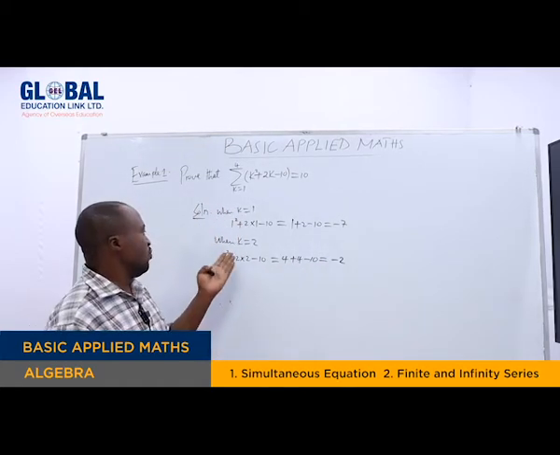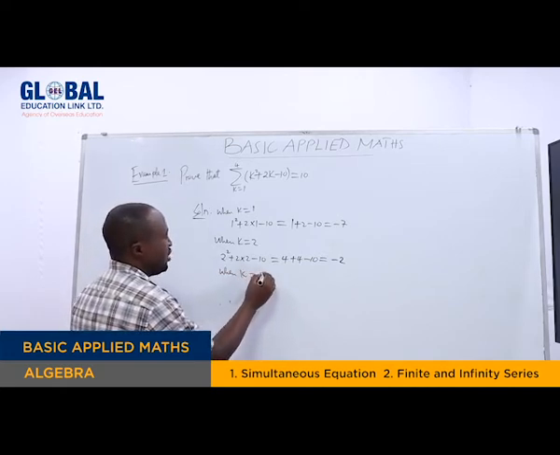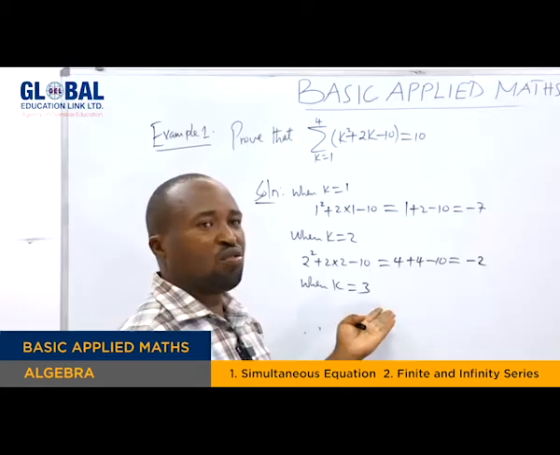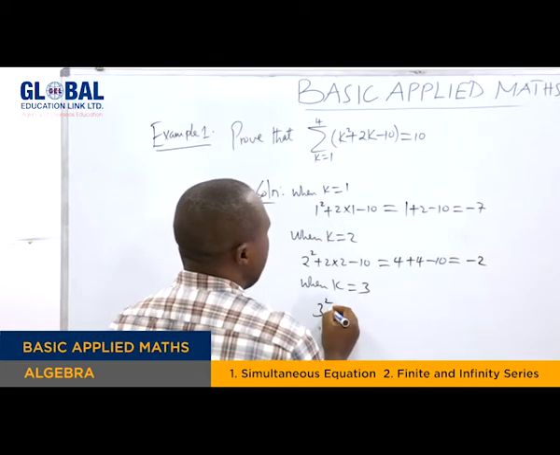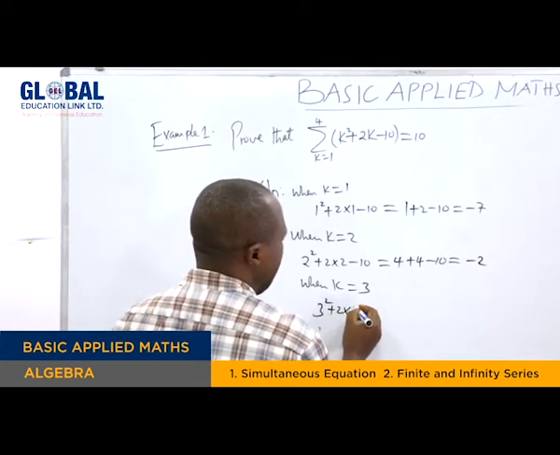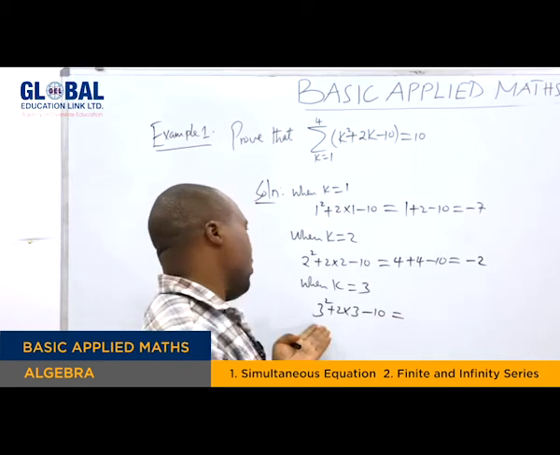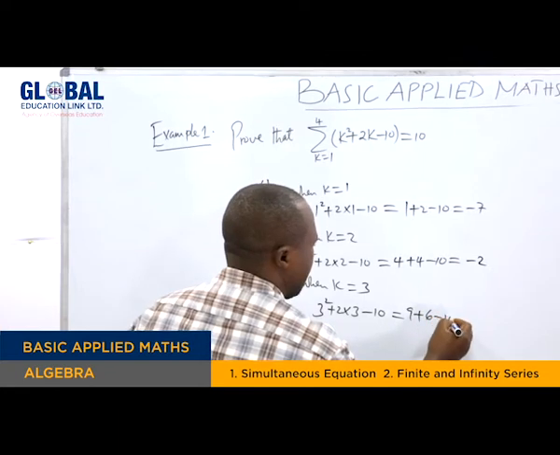But again, we proceed with when k is equal to 3, because we go up to 4 when k is equal to 4. So when k is equal to 3, we are going to have 3 squared plus 2 times 3, then minus 10, which is equal to, here we have 9 plus 6 minus 10.